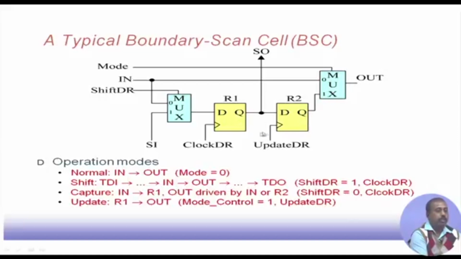That way R2 will be updated with the value of R1 and this will be output. You see that in shift mode, we are shifting in the test pattern and simultaneously the content of this D flip flop will be available at the scan out. The next input comes here, gets latched here, and the previous input goes to the scan out, through the scan out to the next cell in the sequence. In the capture mode, whatever is coming on the input gets captured onto this flip flop R1. Then if there is an update operation, it will put the value into R2 and that will be available on the output line. So, this is actually the way these boundary scan cells operate.